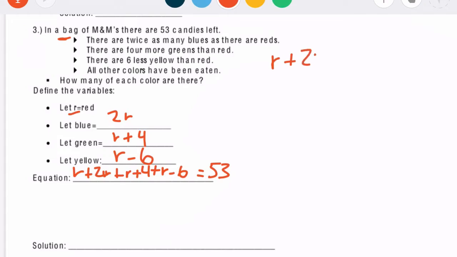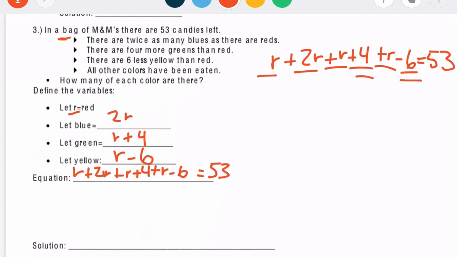So again, the challenging part is just to come up with your equation. It might take a little bit of practice. But once we have our equation, we're just doing our multi-step equation steps. We're distributing if possible. We're combining like terms like I'm doing here. So when you combine all the R's, we have 5R. And when you combine the constants, we have negative 2.